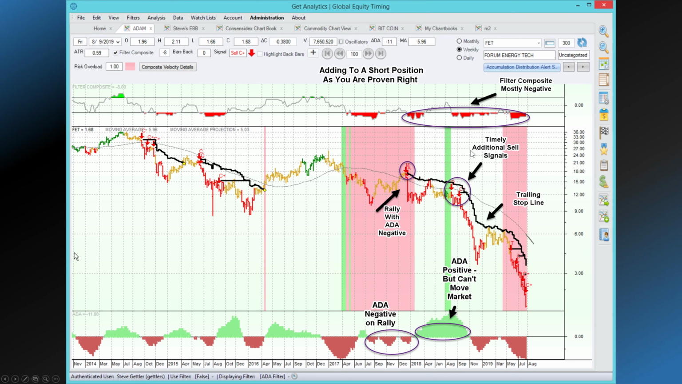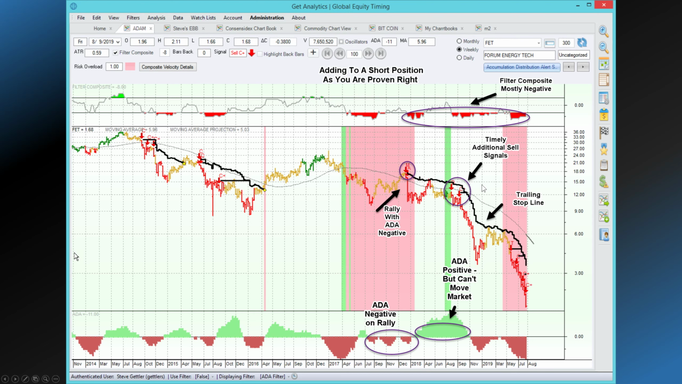As we look at this particular stock, our lesson for today is adding to a short position as you were proven right. Where is the first short signal? Well, it's right there. Why would we have possibly taken this signal? Well, the very best clue as to why we would have done that was ADA. ADA was negative as the stock rallied in price. And as you have probably seen in previous videos, when this formation occurs, we have a rally, and ADA cannot turn positive, we want to consider any short sales that we get subsequently. And indeed, that probably would have been a valid short right there to get short in this market.